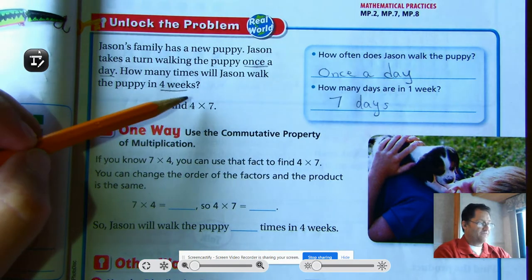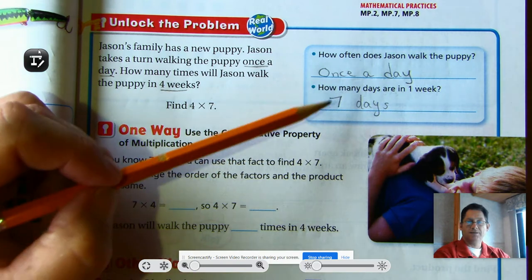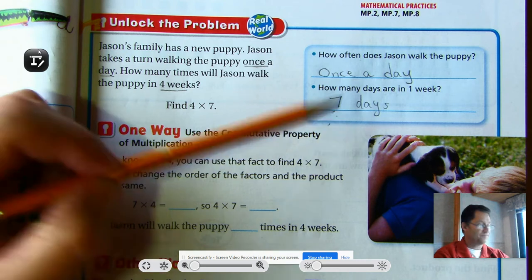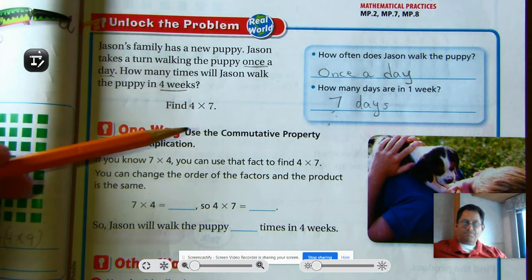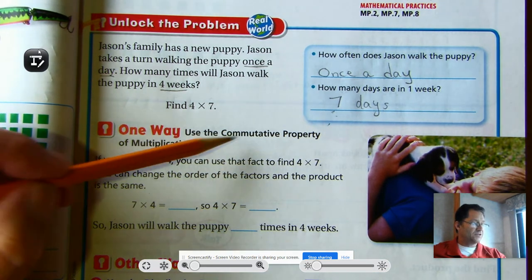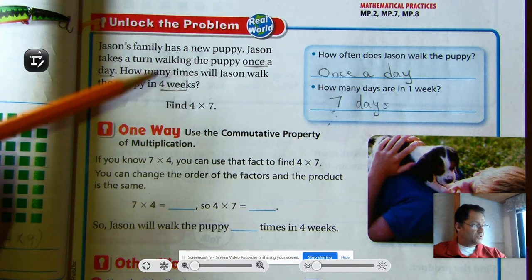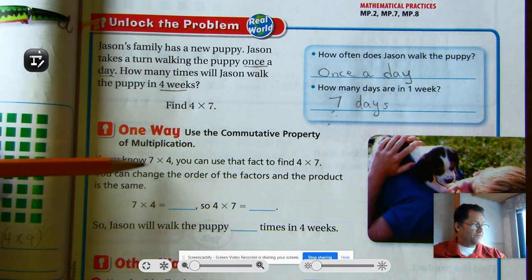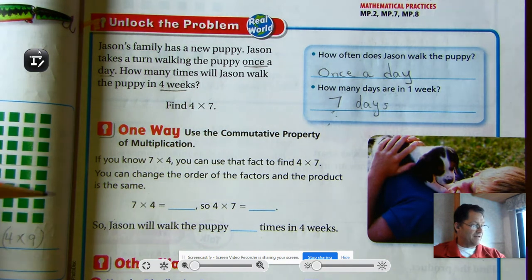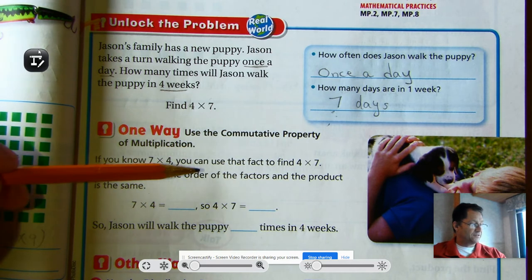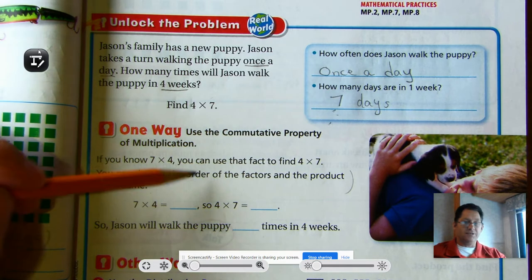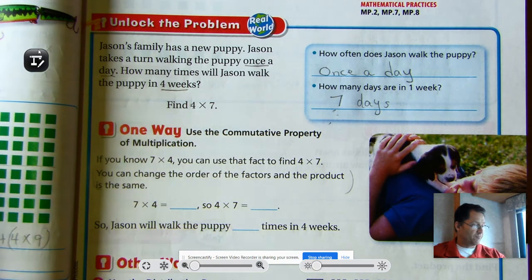So we need to find 4 times 7 because he's walking the dog 7 days every week. Once a day would be 7 days in a week. All right. One way, in addition to the previous methods we've learned, is we can use the commutative property of multiplication. If you know 7 times 4, we can use that fact to find 4 times 7. You can change the order of the factors, and the product is the same. So that's the definition of the commutative property, changing the order of the factors and the product remaining the same.